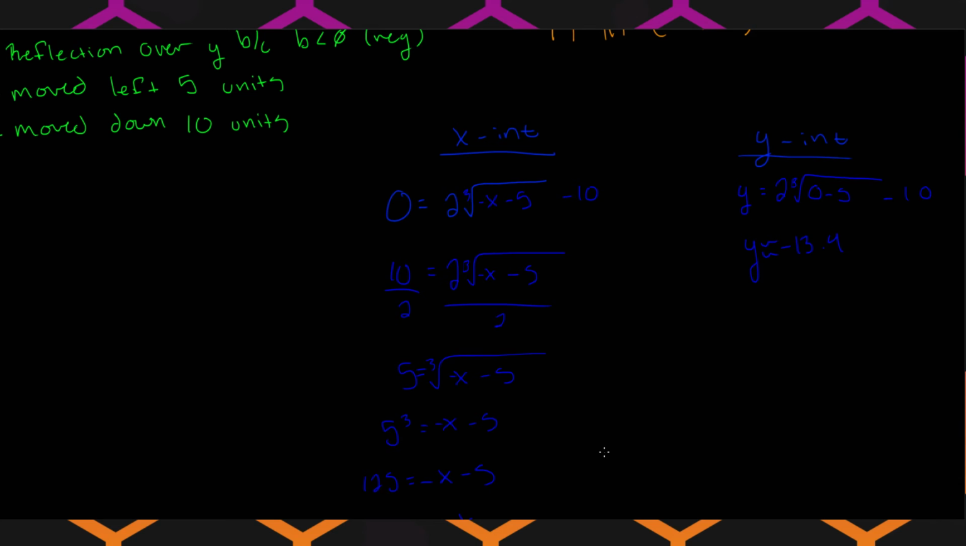Now the y-intercept was slightly harder, just because it came out to be a weird decimal. But y equals negative 13.4-ish. It kept on going. So 2 times the cube root of 0 minus 5, minus 10 is negative 13.4.